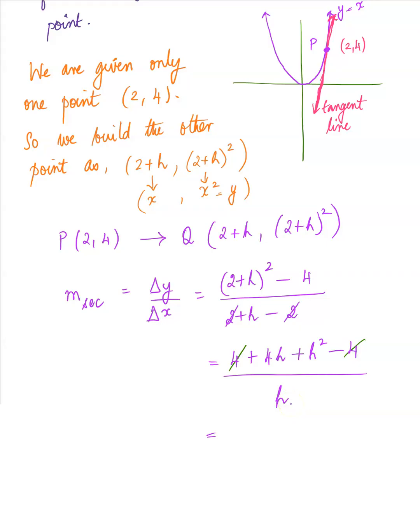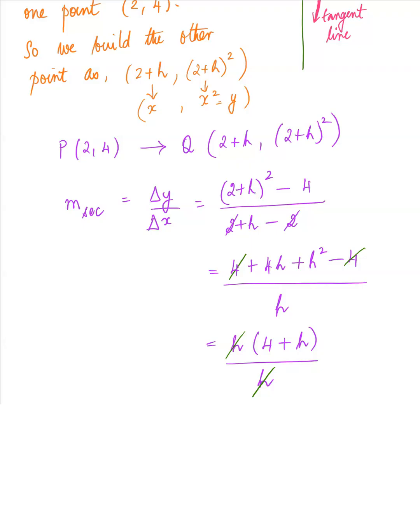So in this setup where you build the other point, you will always find that the constants will cancel off, and you will find a way to factor out an h. So in this case, I can factor out an h from these two terms. That leaves me with 4 plus h in such a way that the h's will cancel off so that you don't have the dilemma of allowing your denominator to go to 0, right? So anyways, we have m secant coming out as 4 plus h, okay?